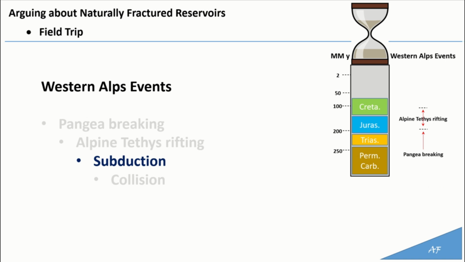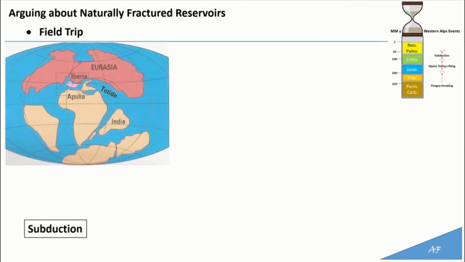Let's move to the following event, that is the Alpine Tethys subduction. In the Cretaceous period, several things happened. The Central Atlantic proceeded to open. The Southern Atlantic started a quite fast opening process with a separation between South America and Africa, Africa that was rotating counterclockwise, while the Northern Atlantic started a slow rifting.